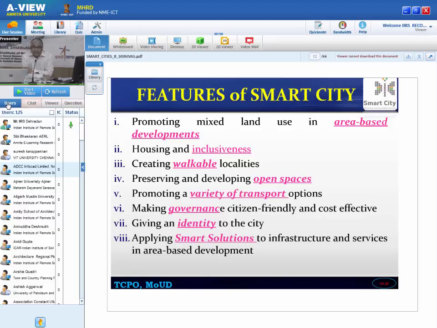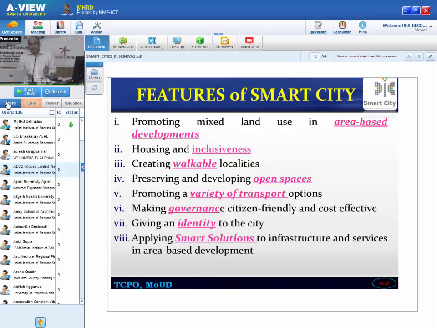Now, making governance citizen friendly and cost effective. This is also one of the most important features of the city, that governance has to come at ease. The citizens should not be unnecessarily harassed. The urban local body should go for e-governance mode. It should be cost effective, and people should rather not have to visit the urban local bodies to get their work done.